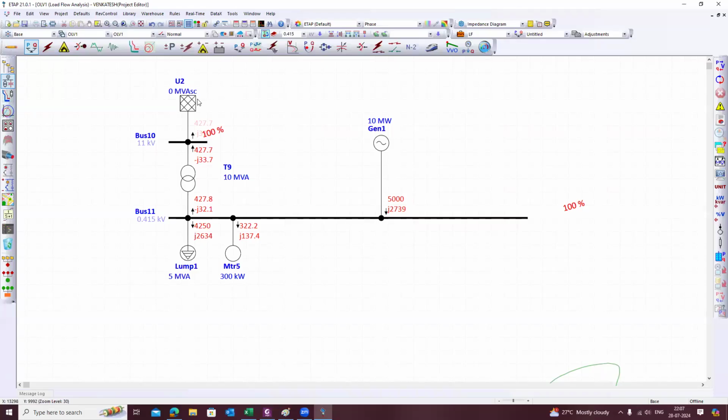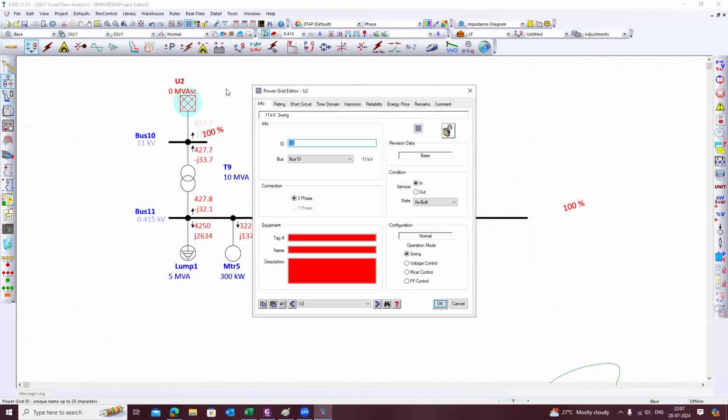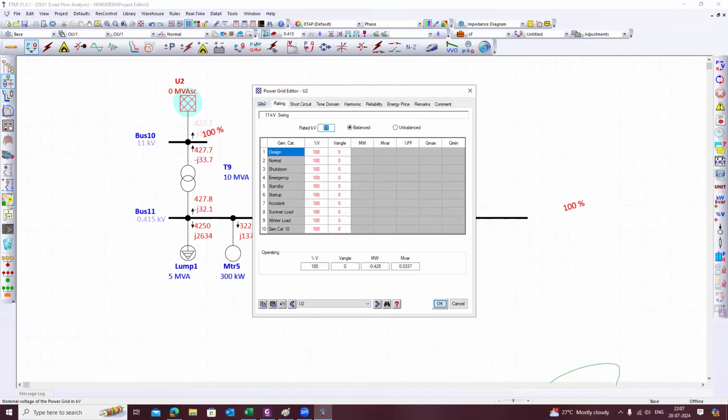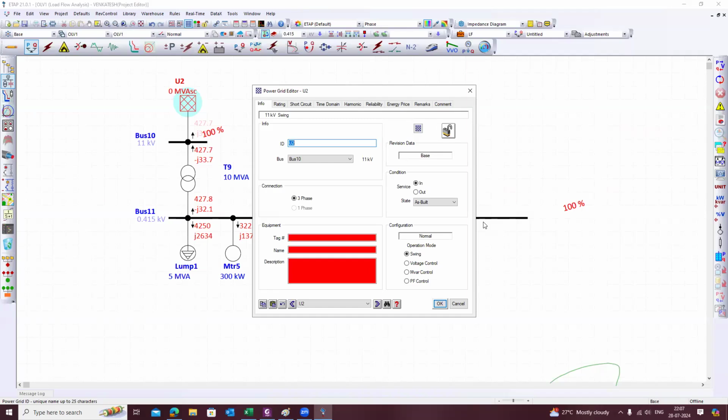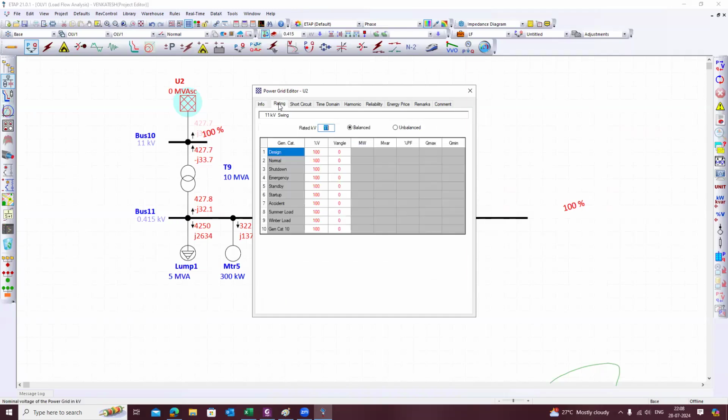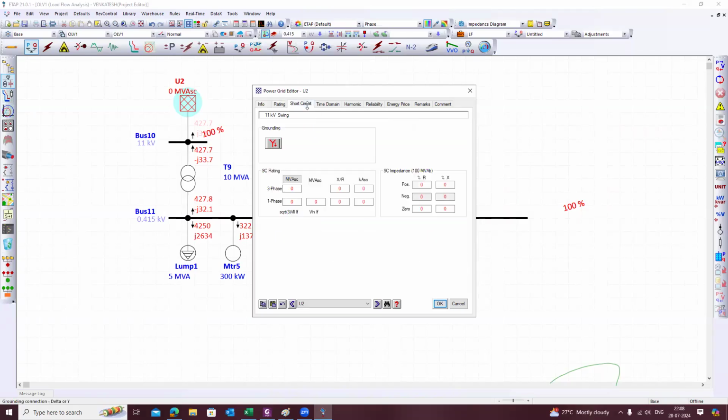Generator modeling and the swing bus modeling are almost similar. There is not much difference between the generator and this one. The first page and the configuration are the same. For the grid, you have to give the rated voltage of the grid, the rated operating voltage of the grid. And in the short circuit page, you have to give the maximum short circuit current of the grid, which you will get from the utility, and the X by R ratio of the grid.